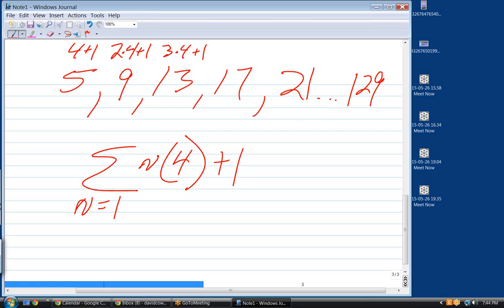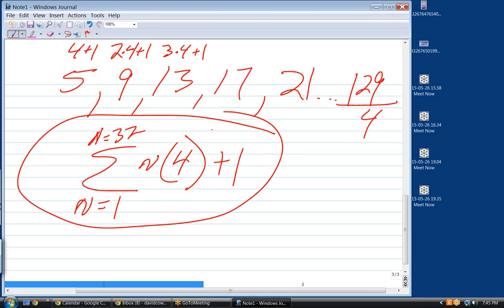So how do we figure out the last one? Where does n go to on the top? Well, we need to divide 129 by 4. So if I divide 129 by 4, I get 32. So the last term should be an n of 32. Does that give me 129? 32 times 4 is 128 plus 1, yes. So that's how you do it.